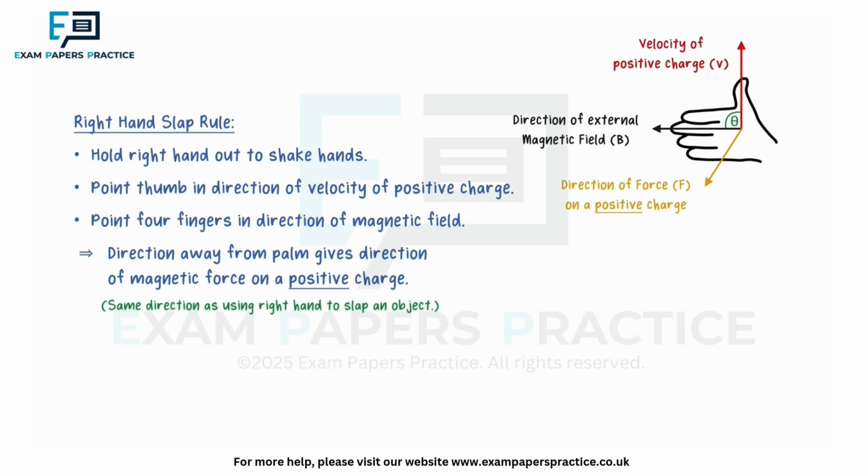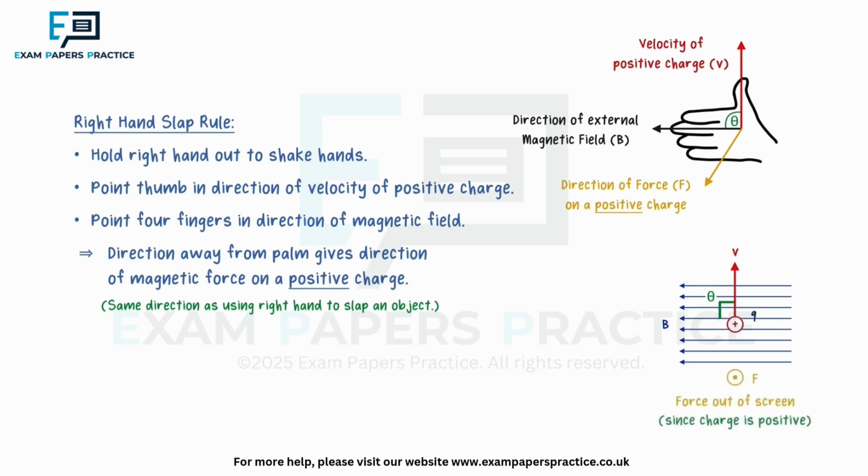So we find that the force due to a magnetic field is always perpendicular to the velocity of the charged particle and the magnetic field. In this example, we have a positive charge moving upwards in a magnetic field that points to the left. By aligning our right thumb upwards and the 4 fingers to the left, we see that the palm points out of the screen, so the magnetic force on this positive charge also points out of the screen.